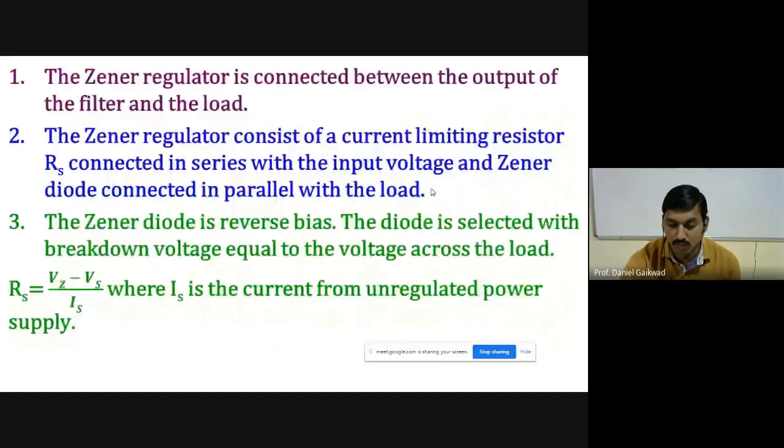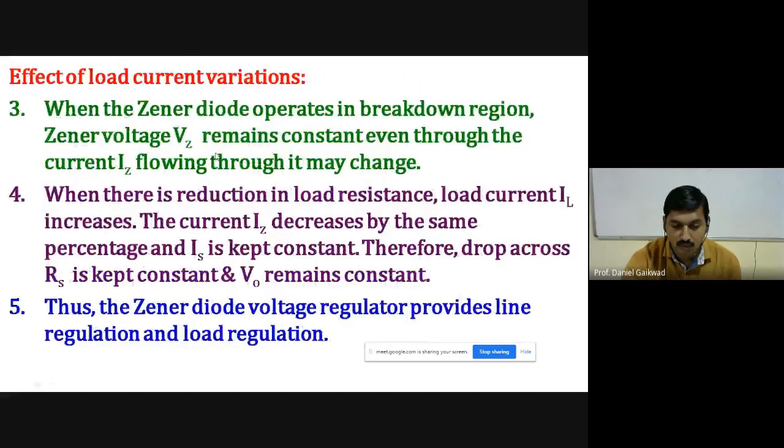Okay, check carefully that same point. When there is a reduction in load resistance, load current IL increases, the current Iz decreases by the same percentage, and Is is kept constant. As Is is kept constant, the drop across RS is kept constant, and if the drop across RS is constant, then VO also remains constant.